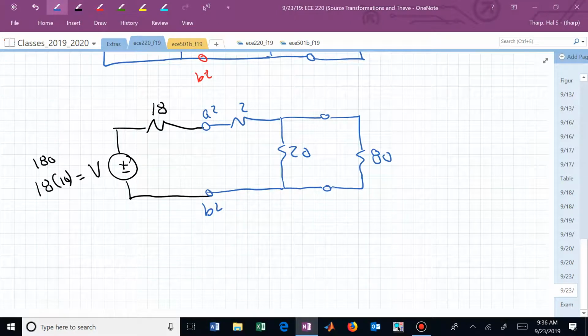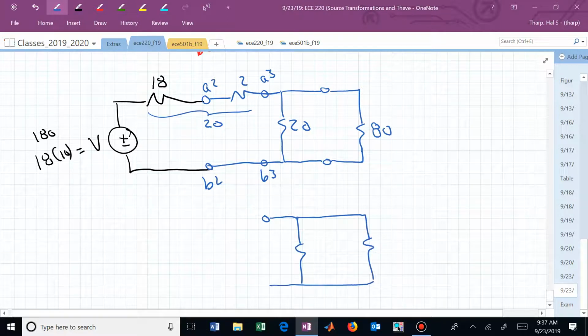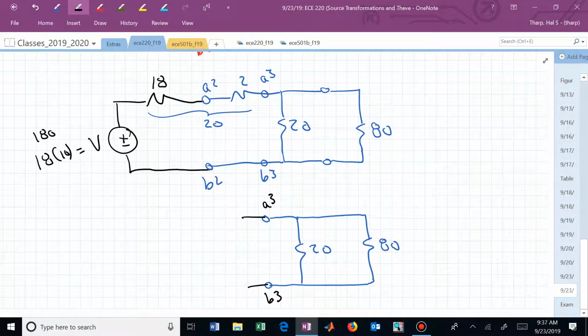What can we do now? Do you see where I'm going with this? 18 plus 2 is 20. I can combine those. Now I can convert that Thevenin into its Norton equivalent. Meaning I now have A3, B3, and what's going to be to the left of A3B3? If I want the Norton equivalent of a Thevenin that has a 180 volt source and a 20 ohm resistor, what's this resistor value going to be?